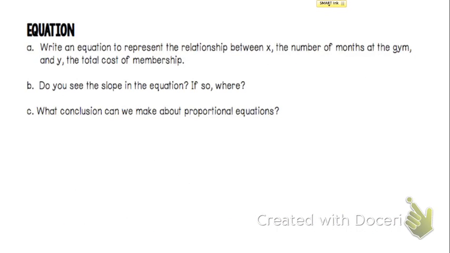So looking at an equation, we're going to write an equation to represent the relationship between x, the number of months at the gym, and y, the total cost of the membership.